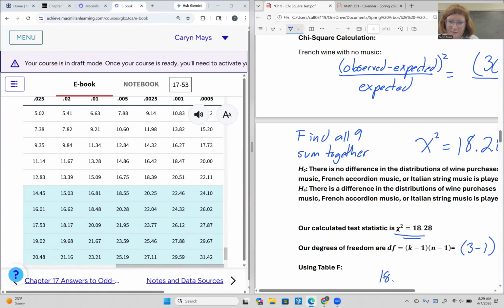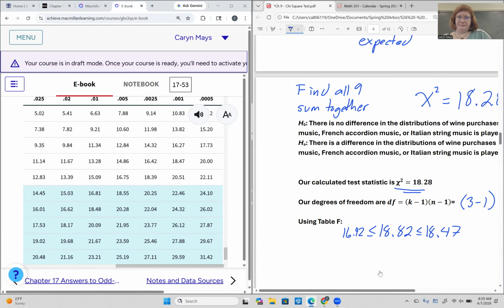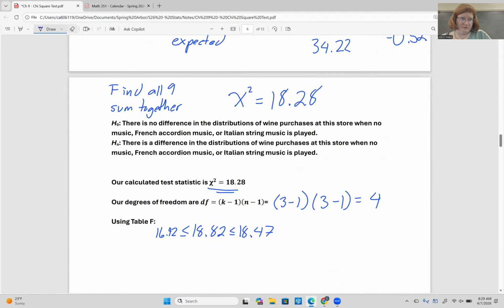So 18.82 is between 18.47 and 16.42. You mean 18.28? Yes, I do. If I can switch to eraser. I mean the thing that we actually had.